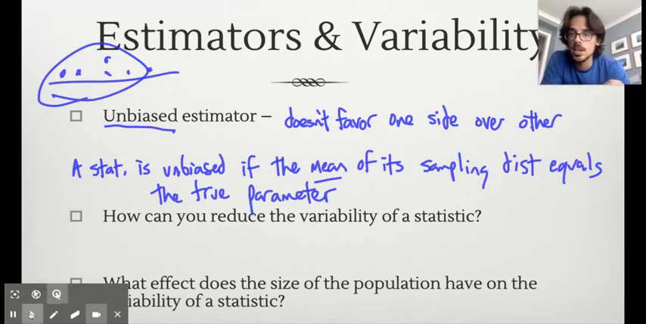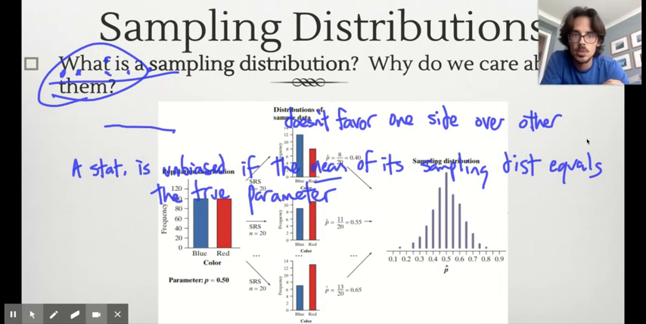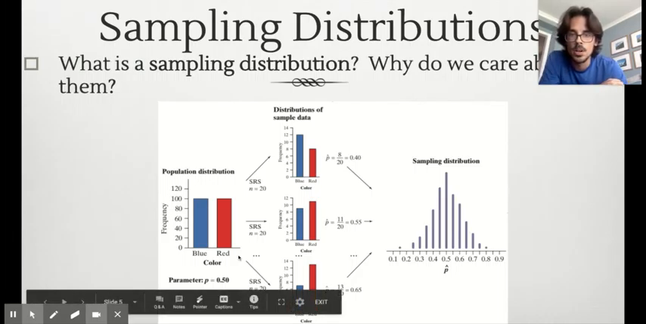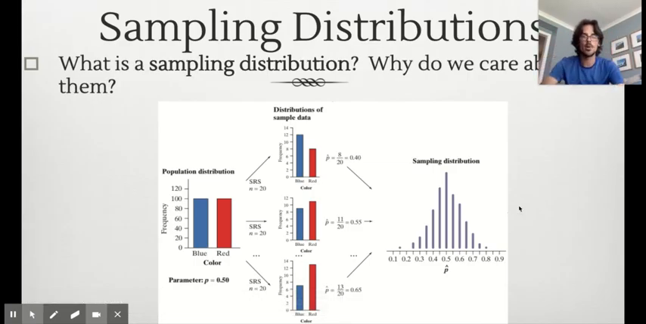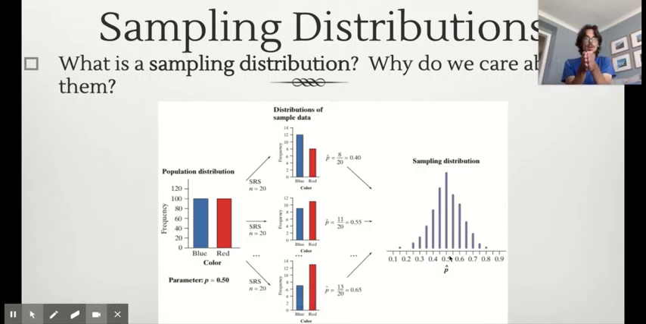Going back 2 slides to an easier example, let's go back to this guy. If you look, the actual parameter was 0.5, and the mean of our sampling distribution is like the balancing point. It perches right there in the middle at 0.5. So this is unbiased. We aren't always going to hit 0.5, but we're not favoring one side over the other.